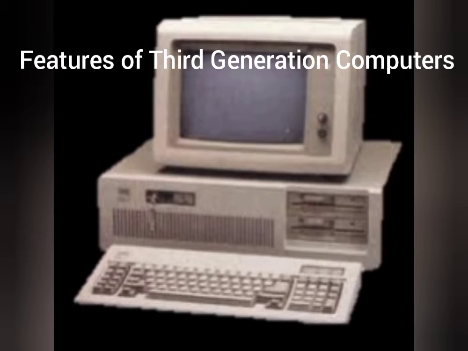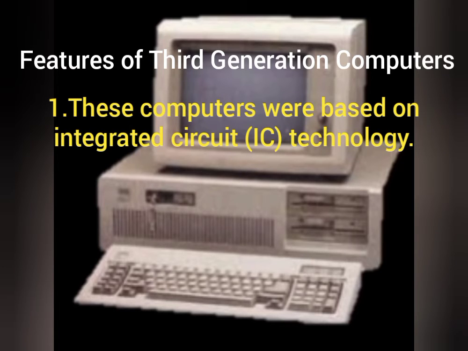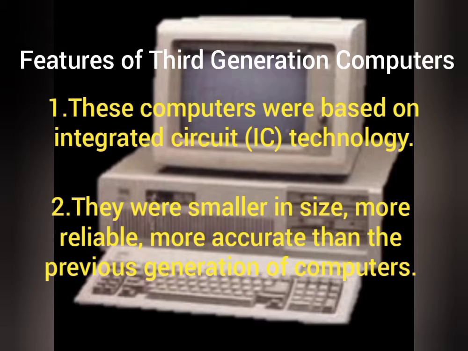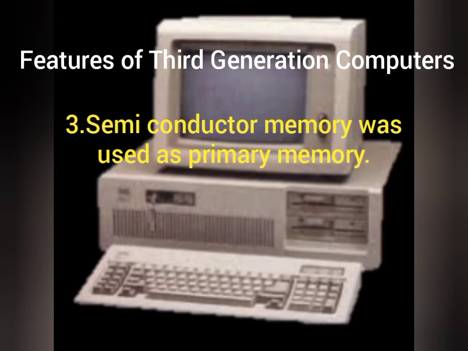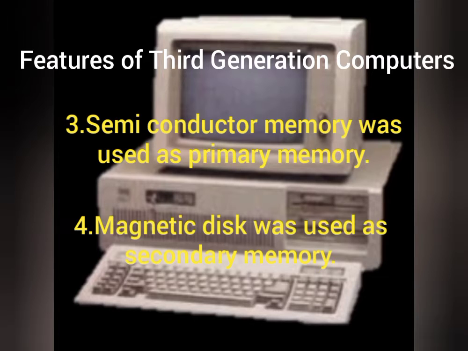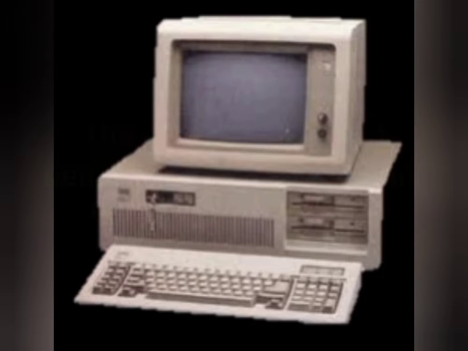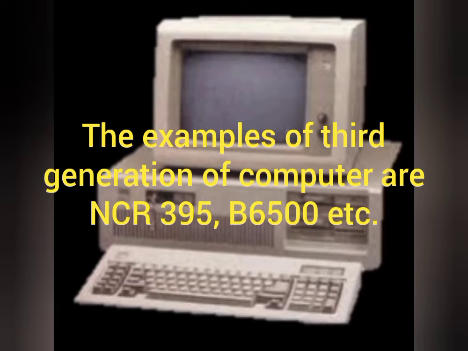Features of third-generation computers. 1. These computers were based on integrated circuit (IC) technology. 2. They were smaller in size, more reliable, more accurate than the previous generation of computers. 3. Semiconductor memory was used as primary memory. 4. Magnetic disk was used as secondary memory. The examples of third generation of computer are NCR 395, B6500, etc.